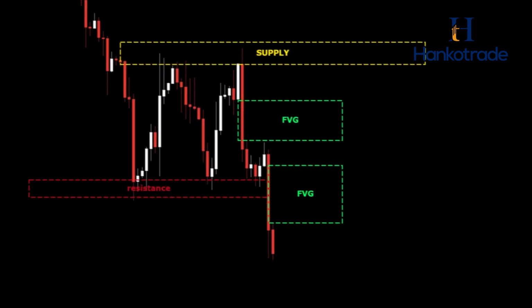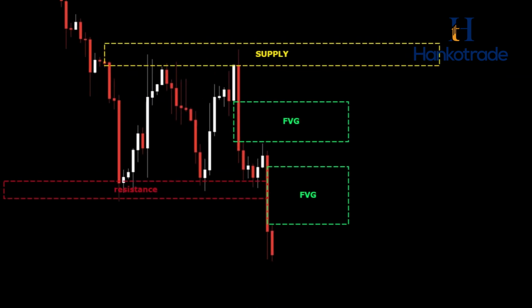On the gold 4-hour chart, we can observe a downward trend. There are significant fair value gaps that have recently formed. If the price retraces to fill these gaps before resuming its general direction, it can present an excellent trading opportunity. Now, let's identify the liquidity area.